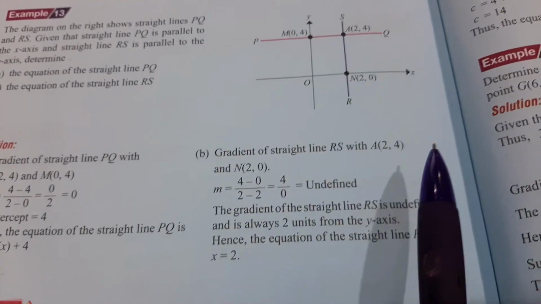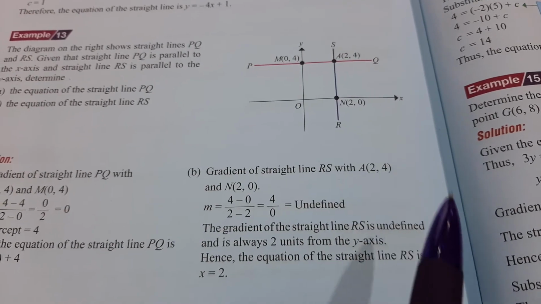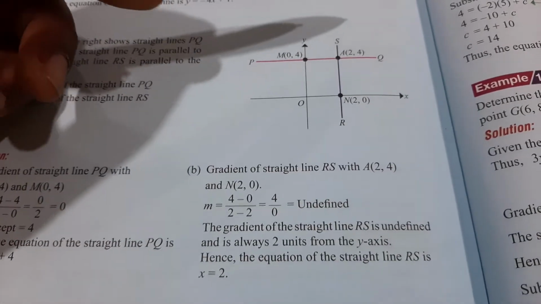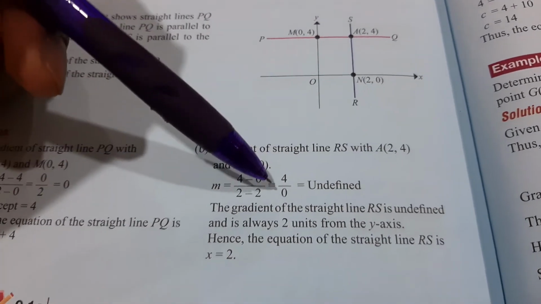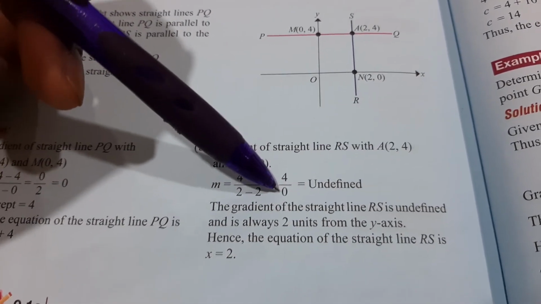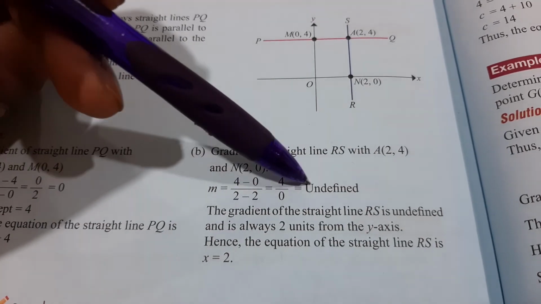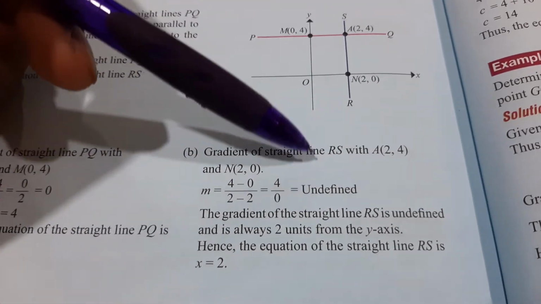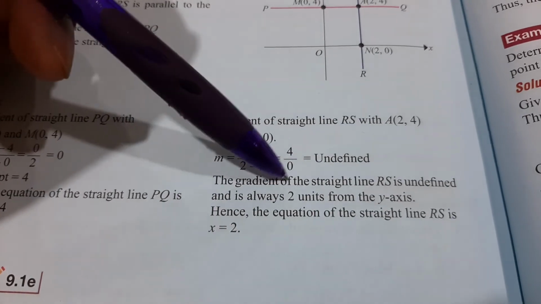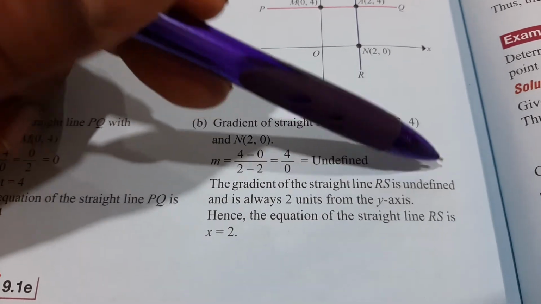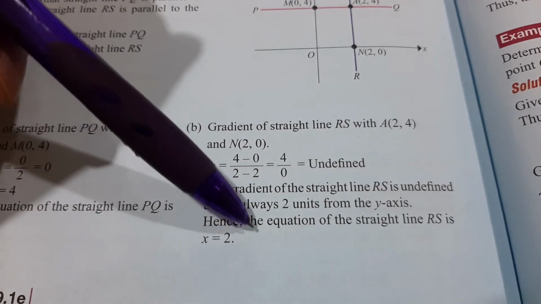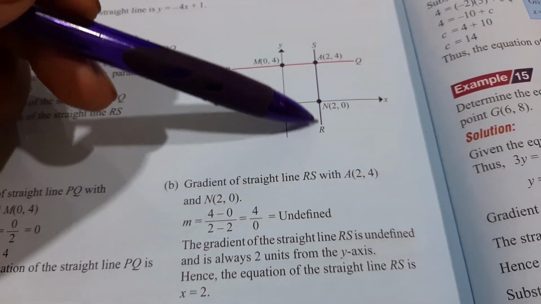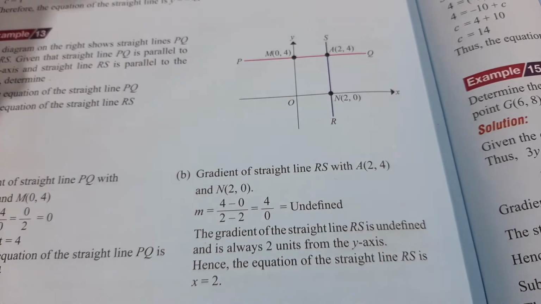And then here, for the gradient of straight line RS, you take 4 minus 0 over 2 minus 2. So you will get 4 divided by 0. If your denominator is 0, it is usually undefined, because you cannot divide by 0. Therefore, the gradient of the straight line RS is undefined and the line is always 2 units from the y-axis. Hence, the equation of the straight line RS is x equals 2. This is an additional part.